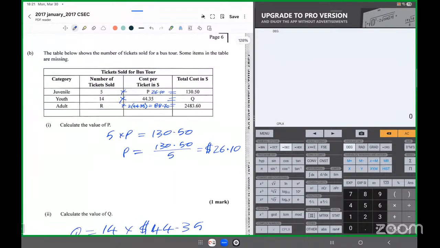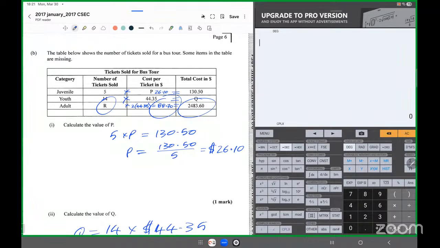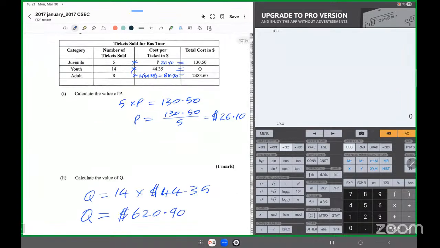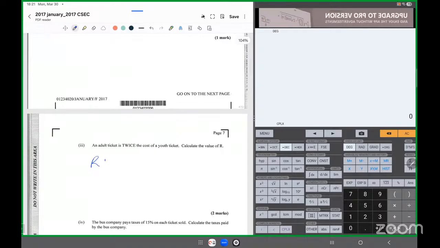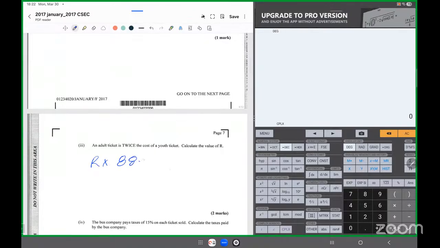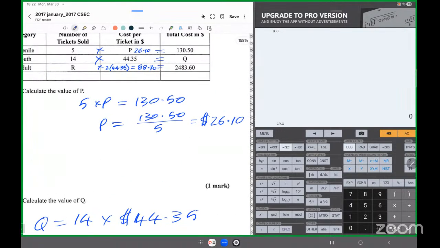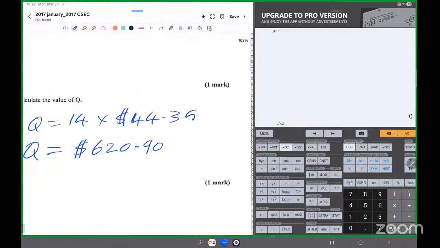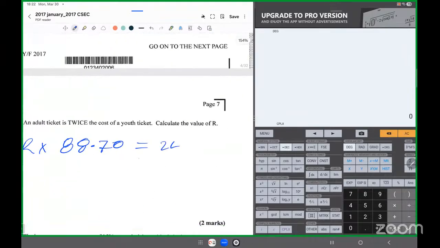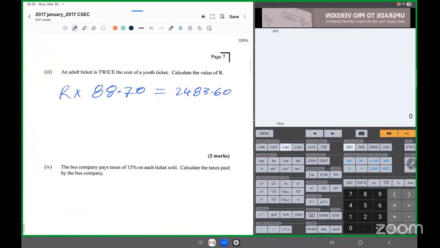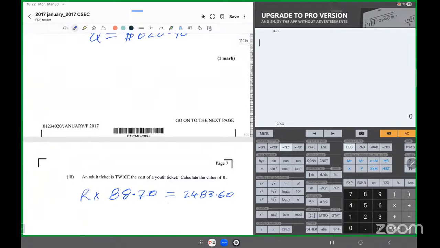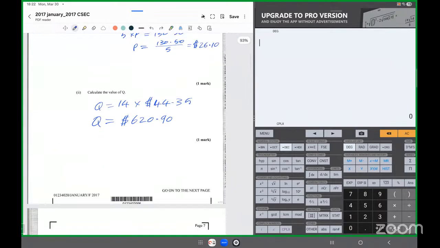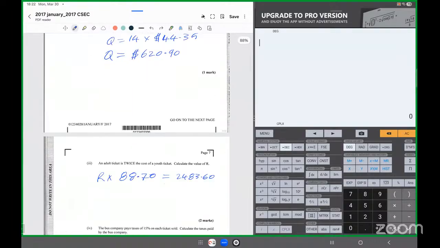So it becomes R times 8870 equals this amount. What's that number now? This number is 2483.60. I put the dollar sign on it because that's the total for the adult tickets. That will get the value of R, right? So divide this out now.